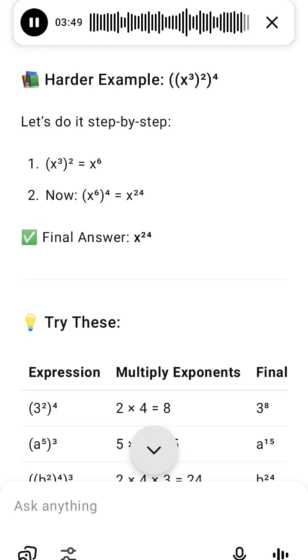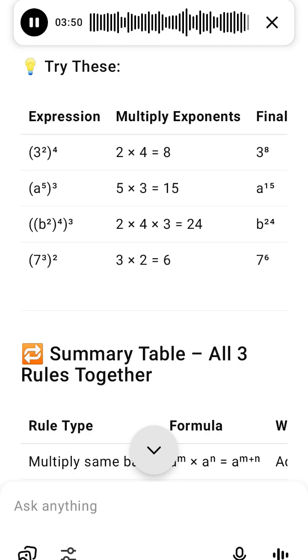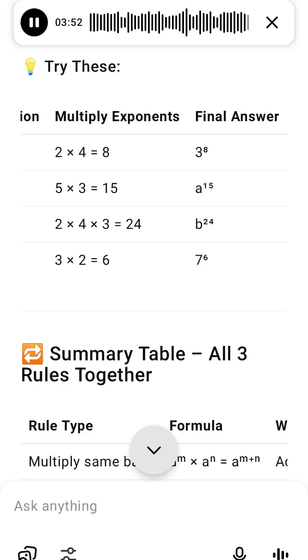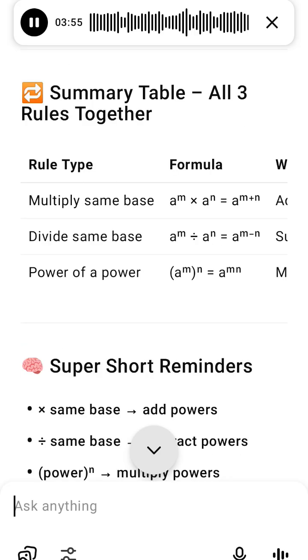Useful mini-examples: expression and answer. (3^4)^2 equals 3^8, (x^2)^3 equals x^6, and (7^3)^4 equals 7^12. Theoretical concepts from this lesson: concept and description.